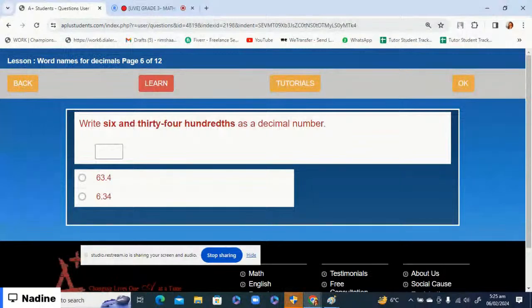I'll write this one more question. Yes, this is right. Okay, now you guys tell me the answer of this one. 6 and 3400. 6 is on the ones place, then the point, then 34 is on the hundredth place. So this becomes 6 and 34.